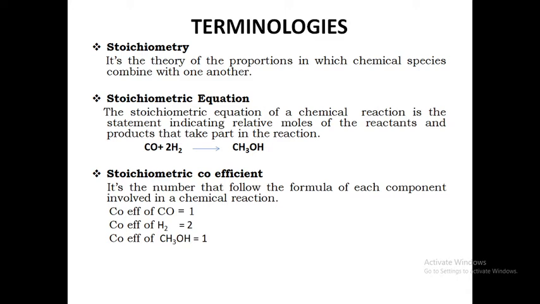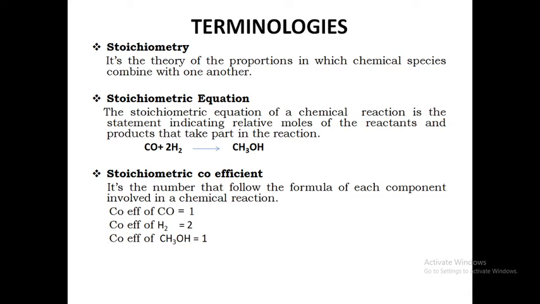On the reactant side, 1 carbon, whereas the product side has 1 carbon. Reactant side 1 oxygen, product side 1 oxygen. Whereas hydrogen on the product side is 4, and on the reactant side 4. This is the correctly balanced equation. This is called the stoichiometric equation.